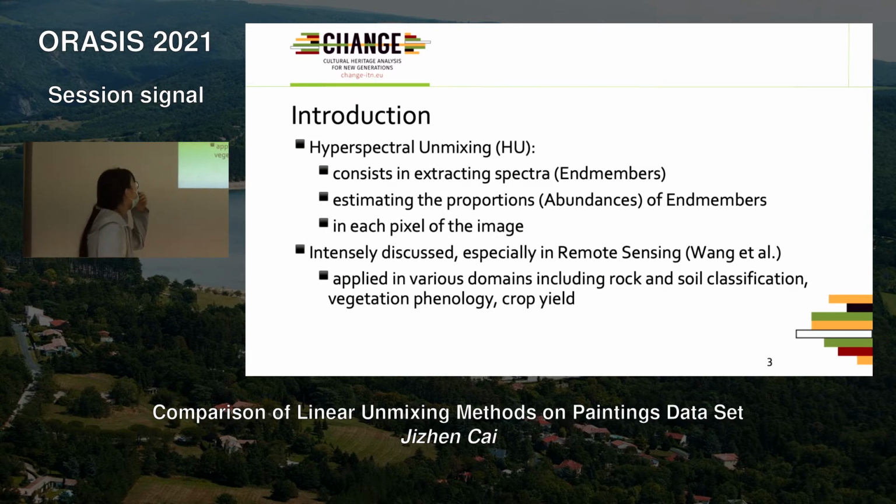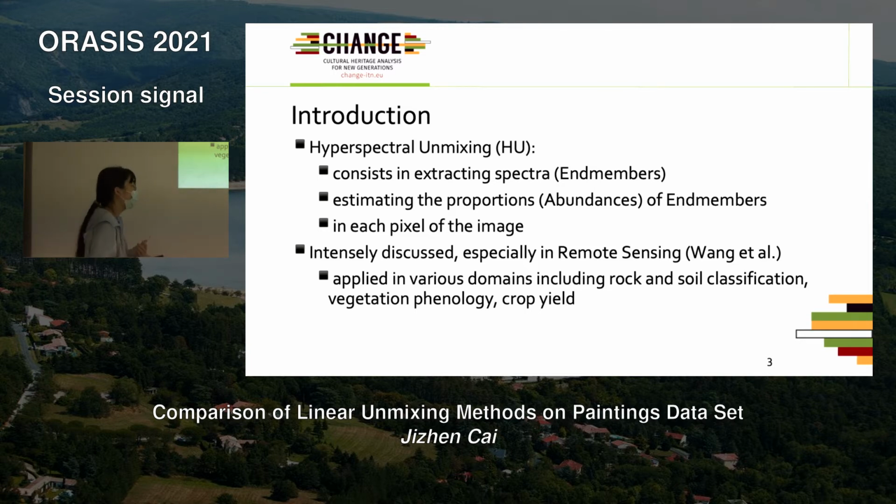So introduction. We know the hyperspectral unmixing. For hyperspectral unmixing, there usually are 2 important parts. First, we need to extract the spectra, which we often call the endmembers, and after we extract the endmembers, we need to estimate their respective abundance, that is to say, the proportions of each part.